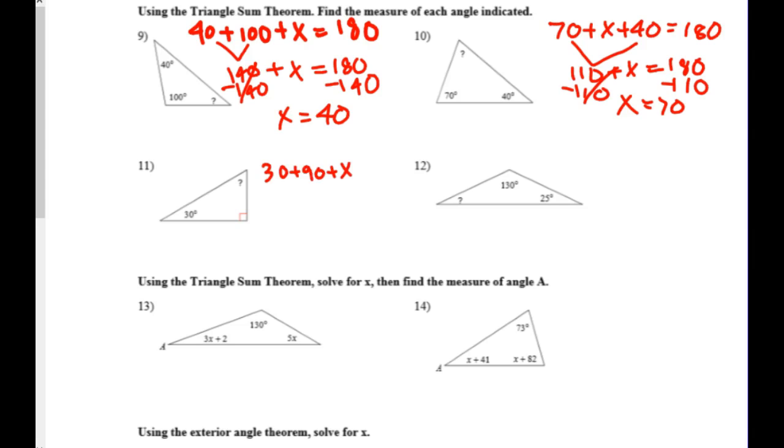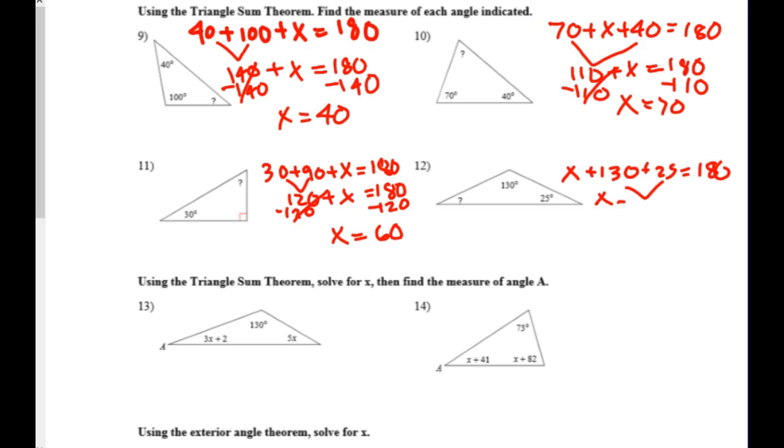On 11, 30 plus 90 plus x equals 180. Combine like terms, 30 plus 90 is 120, plus x equals 180. Get rid of the loner, minus 120 on each side gives us 60. Number 12, same idea. x plus 130 plus 25 equals 180. Combine like terms, 130 plus 25 is 155. Get rid of that loner. 180 minus 155 is 25.